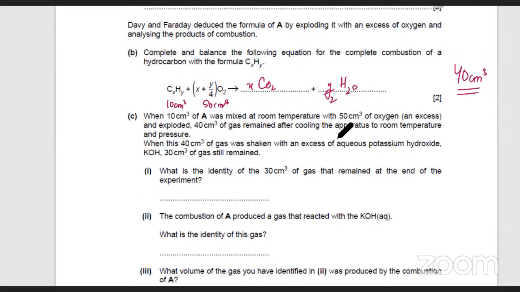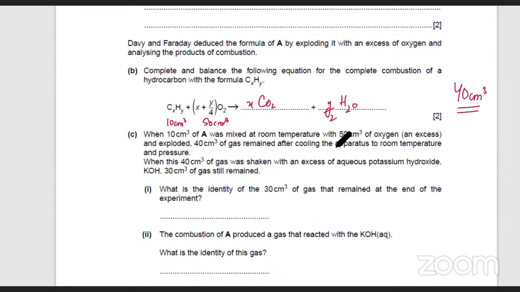पहले तो temperature देखो ये किस temperature पे, at what temperature is he doing it? At room temperature. So जो end में 40 cm cube gas होगी, what is that? इसमें क्या क्या होगा? O2, CO2, H2O. All three, sir. It won't have H2O because it's at room temperature. H2O is not a gas.